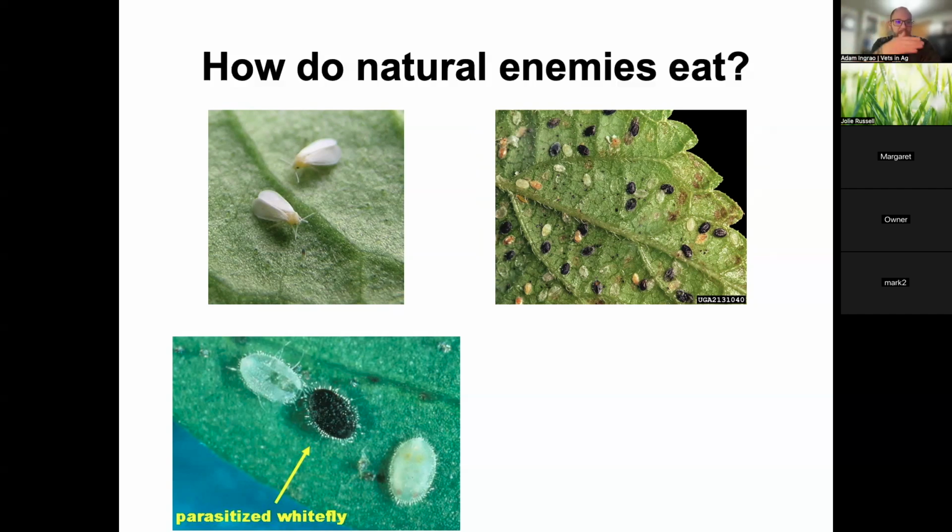And so this is an exponential growth process if you leave these alone. Now, if you saw this and you thought that you had an infestation of something and you got rid of all of this, then you have lost your natural enemy community as well. So information and understanding these things is really important.